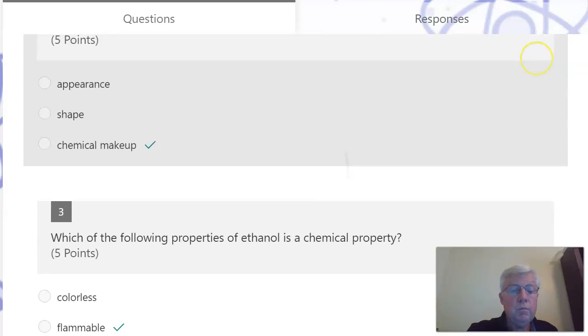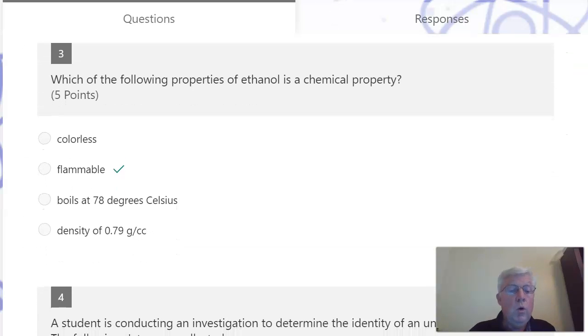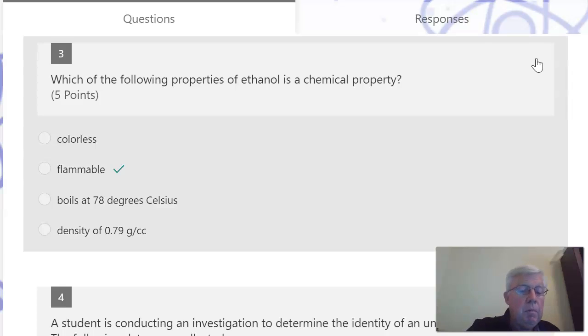Number 3. Which of the following properties of ethanol is a chemical property? Well, you might not know what ethanol is. Put anything else in there you want. Put gasoline in there, put milk in there, put water in there. It doesn't matter what it is. Chemical properties are chemical properties. So let's look at this list down below and see which one of these is a chemical property. Colorless is a physical property. Boils at 78 degrees is a physical property. Density is a physical property. Flammability, that's a chemical property.